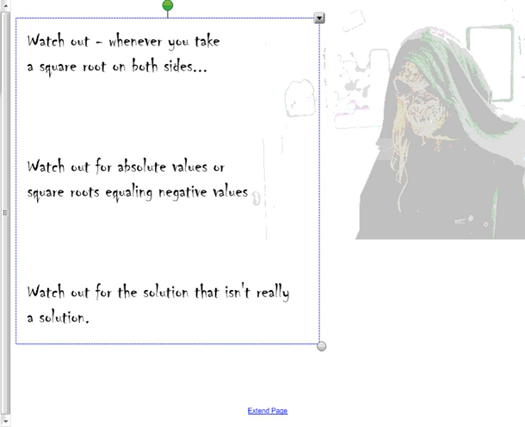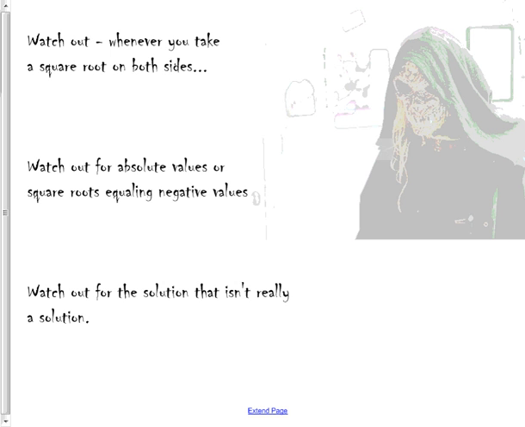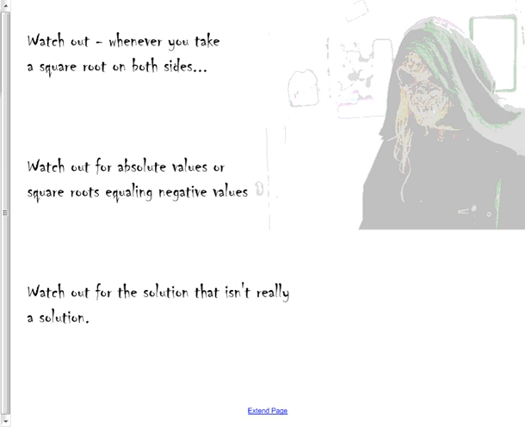So watch out, whenever you take a square root on both sides, you're going to be gooned by the Grim Reaper if you don't remember what? Absolute values. If you take a square root on both sides, you've got to put absolute values. Next thing, watch out for absolute values equaling negative values, like this. If you ever saw this, big warning, because you're going to think, oh, normal problem, split it up into 2 things, I get 2 answers, but what would happen? It wouldn't work. Why? Because you can't have an absolute value come out negative. It's not possible. There are no solutions that will work.